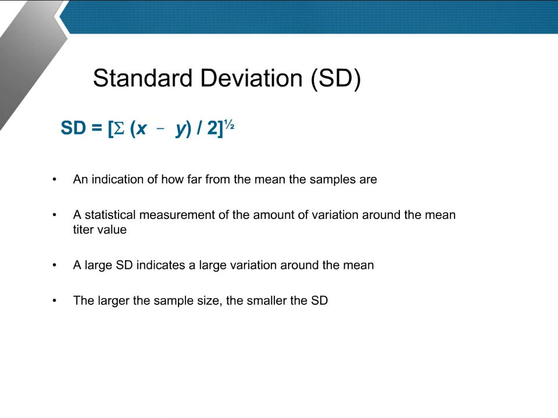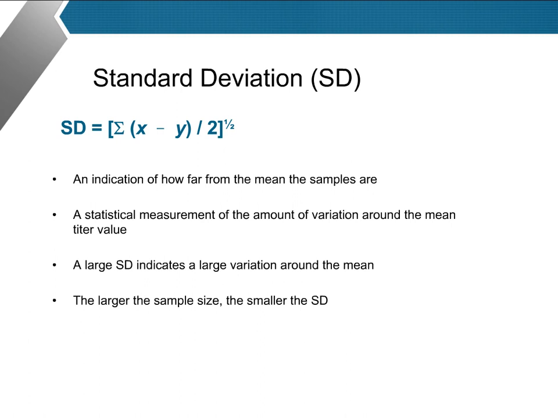Standard deviation is an indication of how far from the mean most of the samples are. And so this is really a statistical measurement of the amount of variation that you're seeing within the flock. A large standard deviation means a large variation within the flock from that mean value. And if you have a very large sample size, you're more likely to find birds fitting around the average, which means that your standard deviation will be smaller.